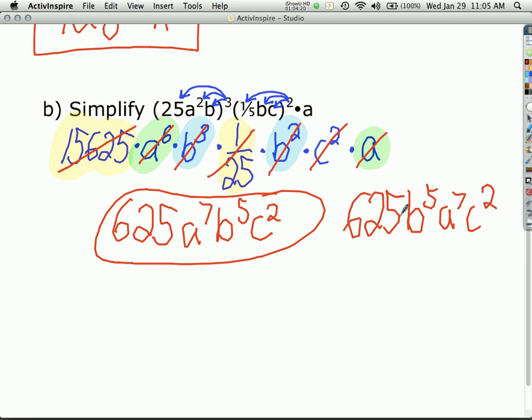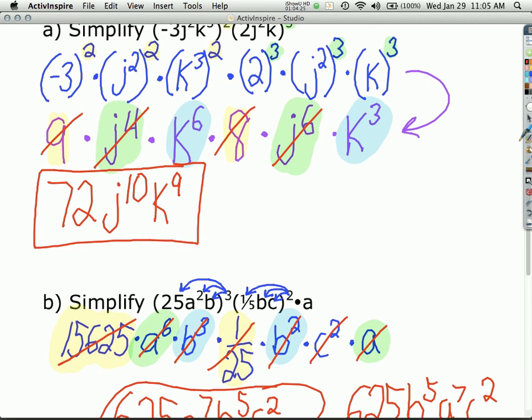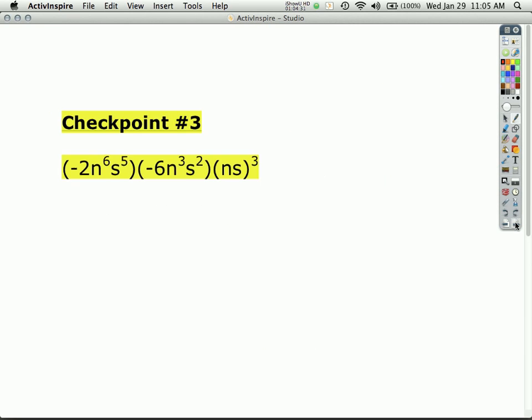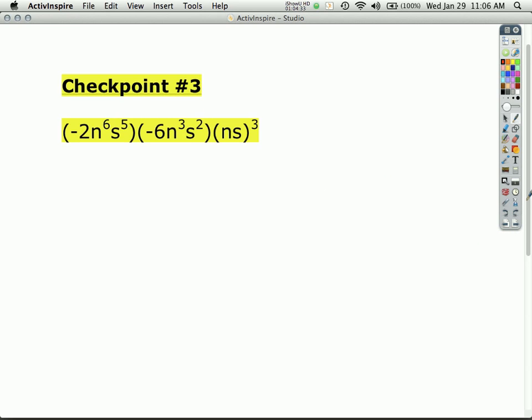That's a coincidence in this case. Did that happen here? That happened here too. It's actually a coincidence. Okay? Good. Let's see how you do on your own. Checkpoint number 3.